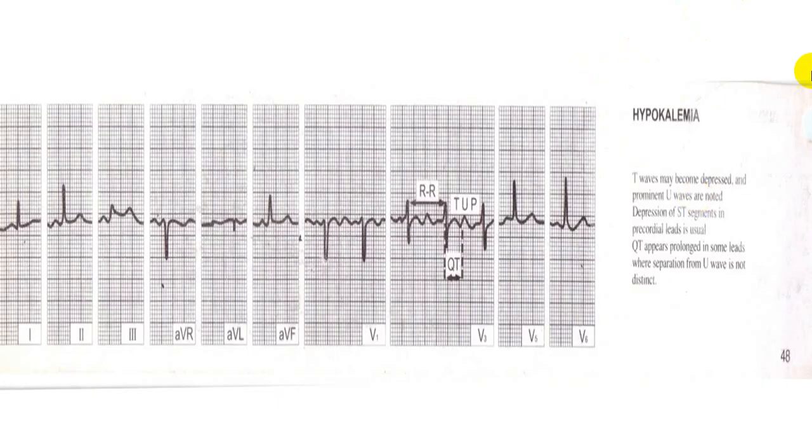This is hypokalemia. You can see that there is a prominent U wave, TUP. Between RR, you are getting two prominent waves. This is T, this is U. And then you have got a small wave we call a P wave. So this will be one of the findings which you will come across in case of hypokalemia. So do look for that.